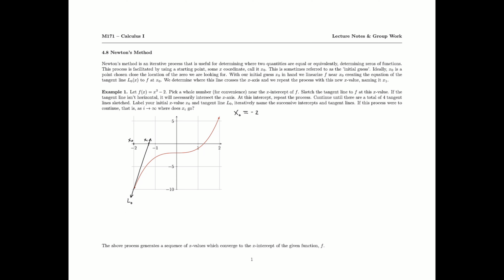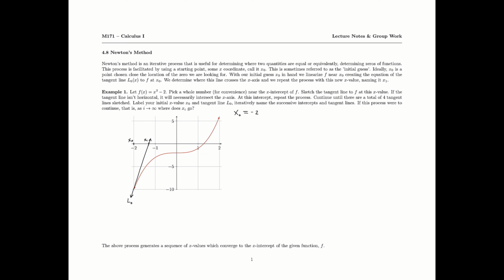So this tangent line is guaranteed to cross the x-axis at least someplace, provided that the tangent line at this point is not horizontal. So for instance, right here, the tangent line is horizontal, it's never going to cross the x-axis because they're parallel. So provided the first derivative of our function f at our value is not 0, then this process works.